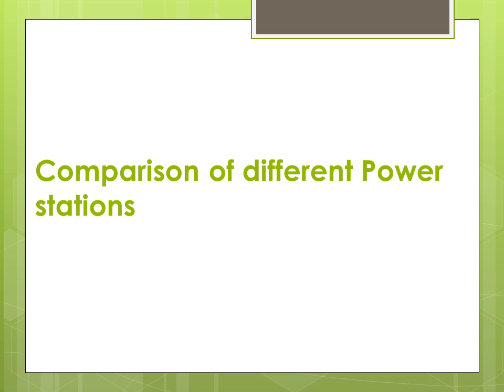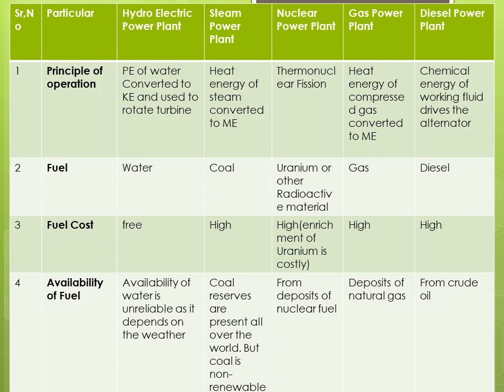Hello everyone. Till now we have learned how electrical energy is generated by using different types of fuels, like we did hydroelectric power station, thermal electric power plant, diesel electric power plant, and then gas power plants and nuclear power plants. Now we will compare all these power stations that we did so far. So here you can see a table for comparing these plants.